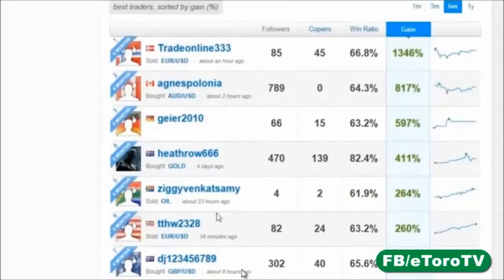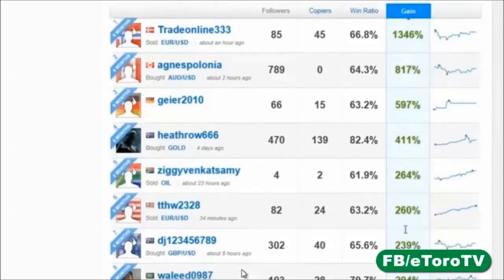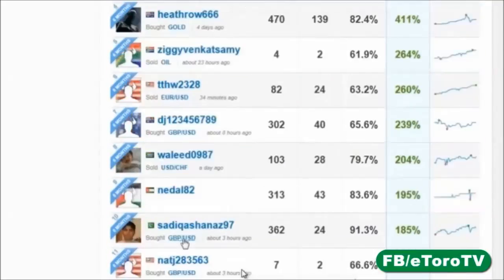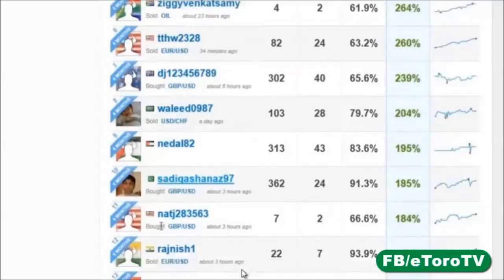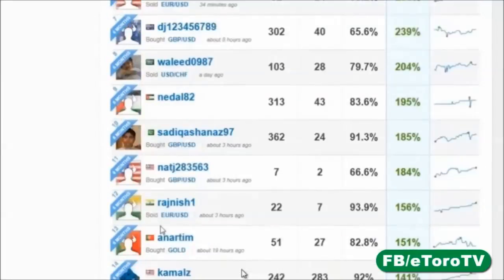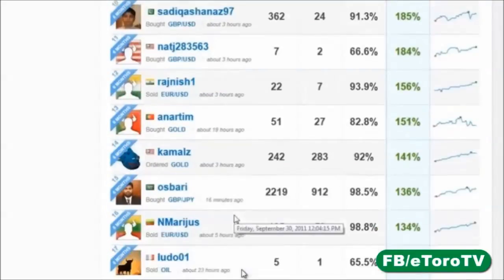choose this trader, okay, from Malaysia with 260%, or you know what? Maybe this trader would be better. Sadiq Kashanas, 97, okay? He's from Saudi Arabia, looks like a kid. Maybe I should trust someone who's a little bit older. Or maybe it's a wonder boy or a son of the trader, because we're not letting people who are under 18 trade on our platform.